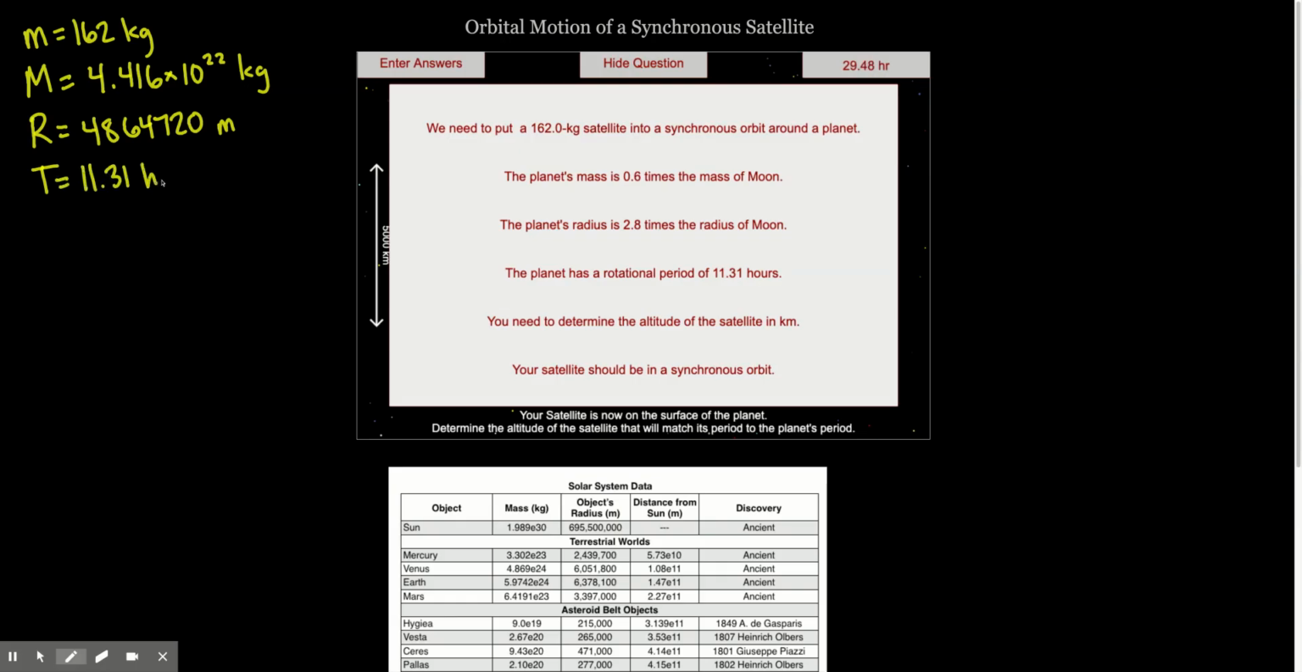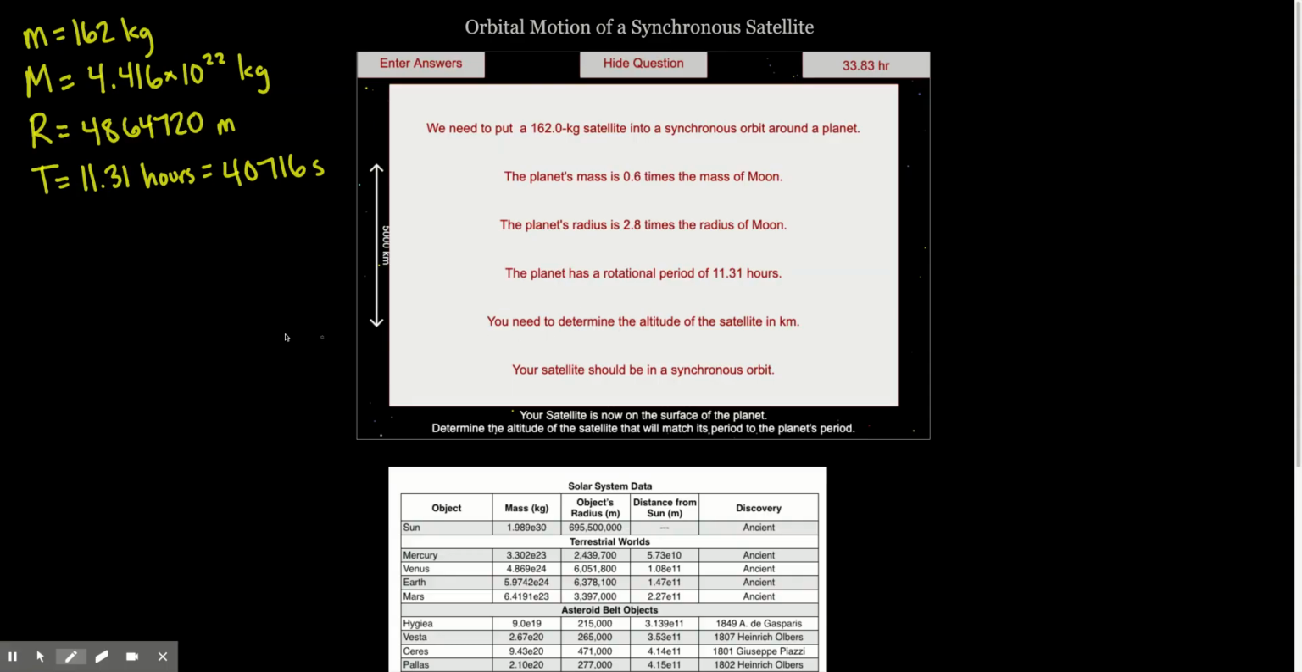And it says the period of rotation is 11.31 hours, which, if I convert, 11.31 times 3,600, gives me about 40,716 seconds. And they want me to determine the altitude of the satellite in kilometers.